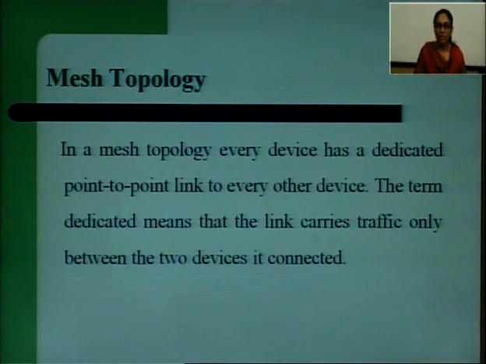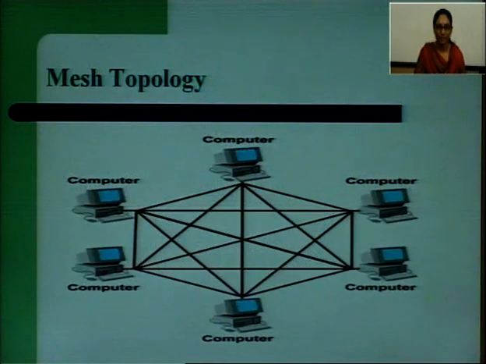In mesh topology, every device has a point-to-point link to every other device. So it is dedicated, meaning the link carries the traffic only between the two devices it connects. So in mesh topology, every computer system is attached to every other computer system available on the computer network. So it is very difficult to connect every computer system to every other computer system in the network.